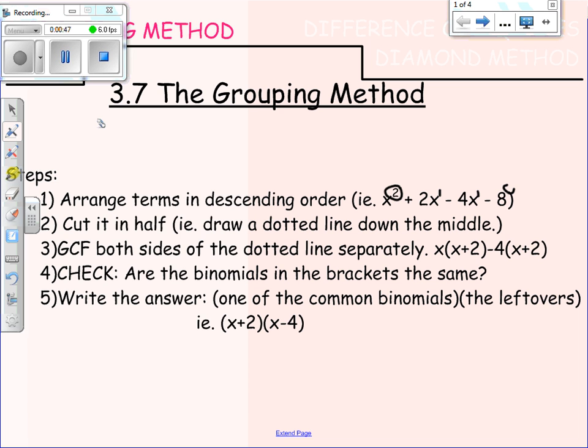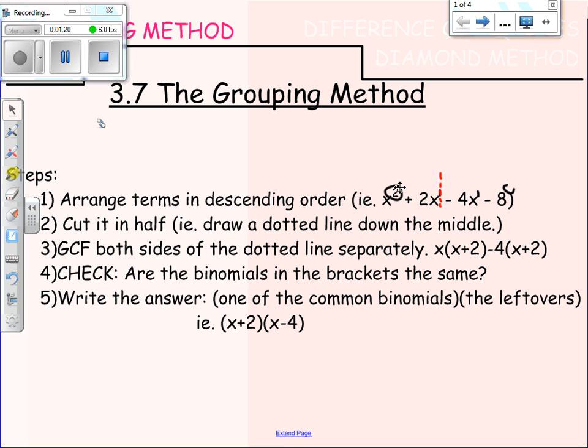It's not that hard. The important thing about the grouping method is you need 4 terms for it. All you're going to do is cut it in half. So draw a line like that. Cut it in half. So you're left with 2 terms and 2 terms.